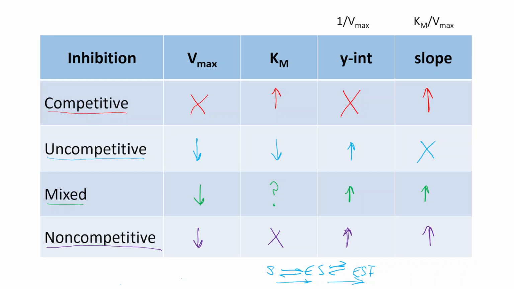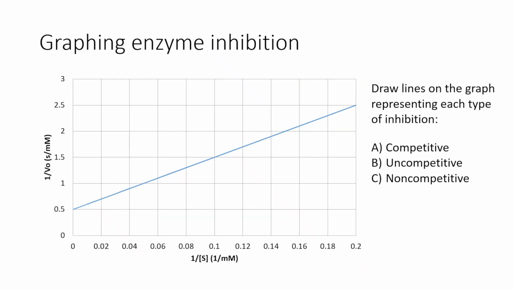All right, so let's put that to work. Here is a Lineweaver-Burk plot for some reaction. Take a moment and think about the three types of inhibitors, except for mixed: competitive, uncompetitive, and non-competitive. Draw lines on this graph that will represent each type of inhibition. I'll give you a few minutes to think about it, and then we'll talk about it together.